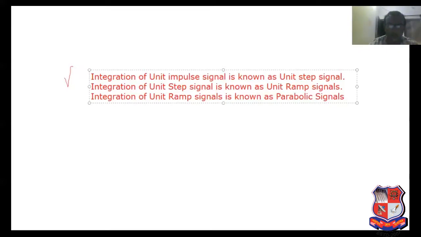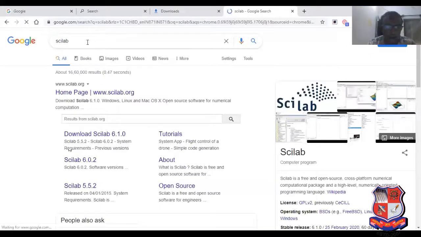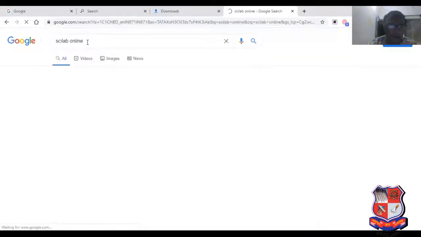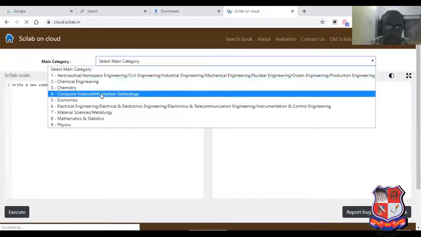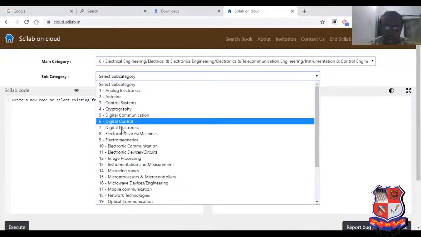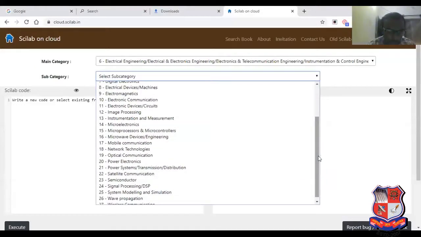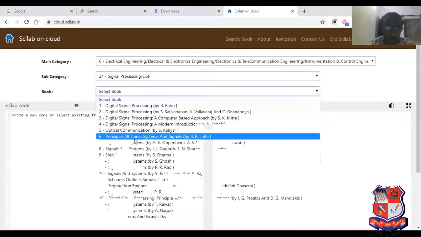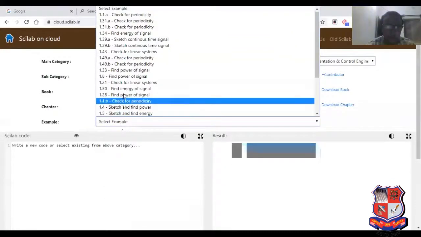Now I will provide the online link. See this. This is not created by me, but it is very important for you. Scilab online. Again, repeat, this is not prepared by me. It is an external website prepared by Scilab. Now see, it is electrical electronics engineering. Choose the subject here. You can download any type of code. Signal processing. And here we can say it is open software.